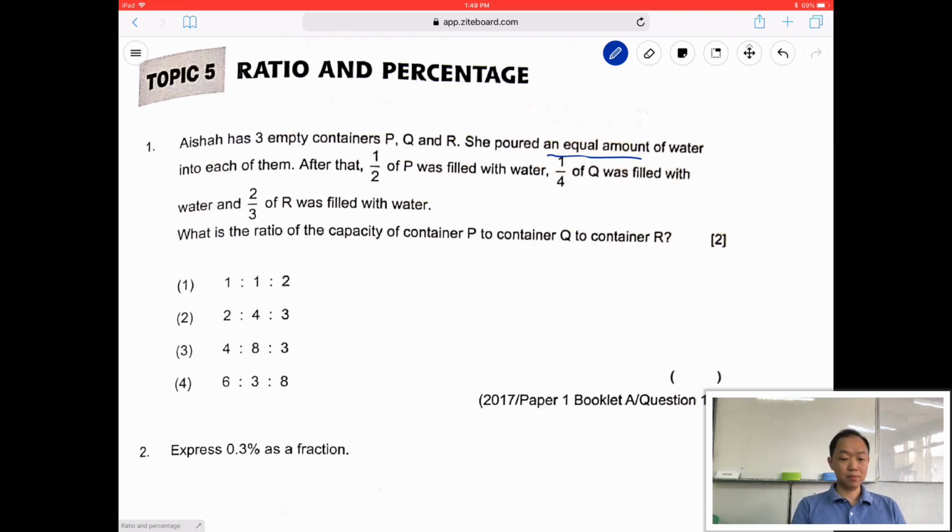The numerator is 1. So I got 3 containers P, Q, R. Because she poured an equal amount, this one is half. Q is 1/4, so that's fine. But R is 2/3, so I need to make all of them 2. So this is 2 out of 4, this one is 2 out of 8, and R is 2 out of 3. Can you see that I make all the numerators the same? Once all the numerators are the same, the denominator is actually referring to the capacity of containers P, Q, R, and I just have to find the correct answer. The answer is 3. There we go, one multiple choice down.